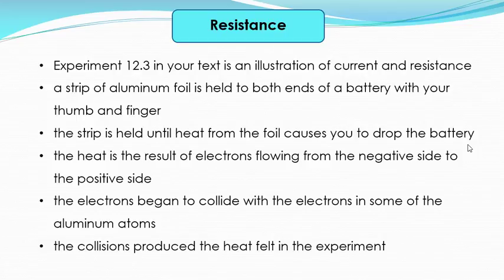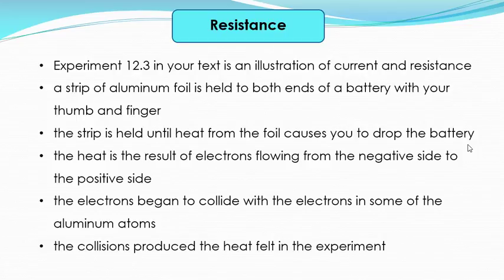So what is resistance? An example of resistance is your experiment 12.3 in your text. A strip of aluminum foil is held to both ends of a battery with your thumb and a finger. The strip is held until heat from the foil causes you to drop the battery. This heat is a result of electrons flowing from the negative side to the positive side of the battery.